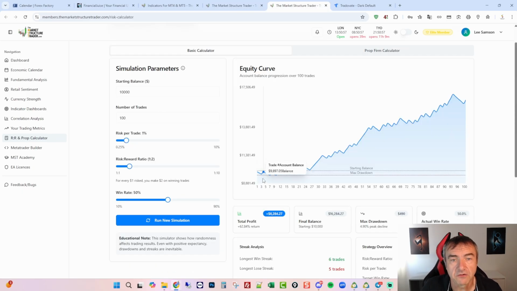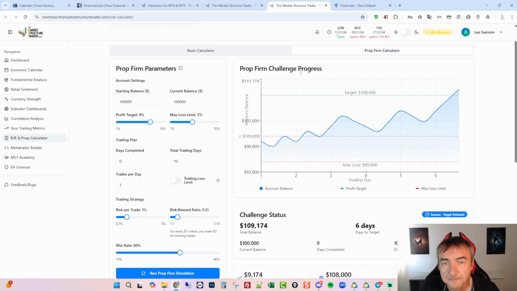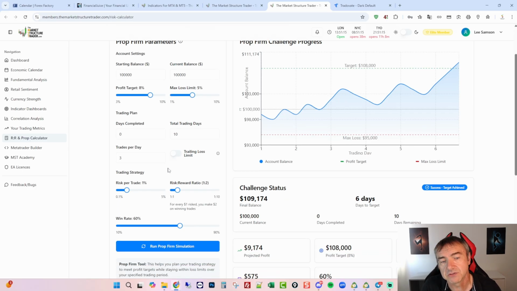Another area I want to bring your attention to, to do with risk reward, is on the members section. We have a prop firm calculator as well. I'm not going to go into this in detail because it will be covered in the members lessons, but this prop firm calculator is available for members, and it allows you to plan out your prop evaluation. So it allows you to see exactly what the probabilities of passing are with a risk reward ratio.